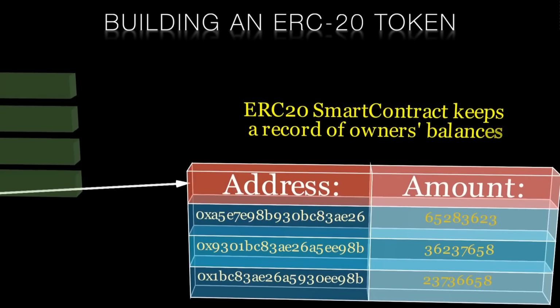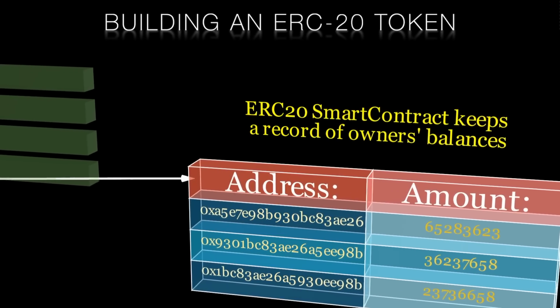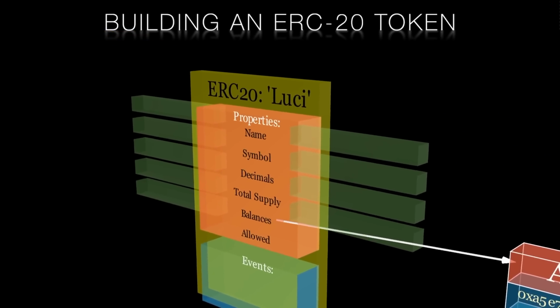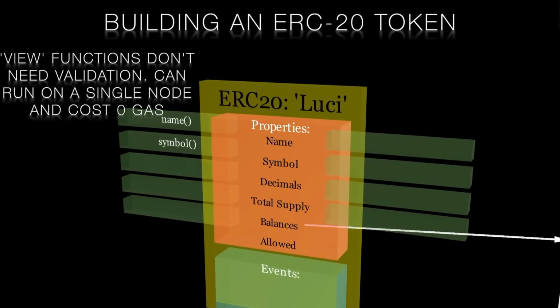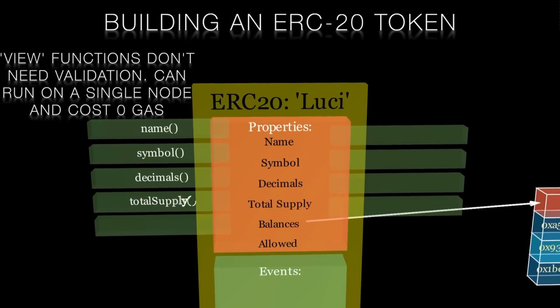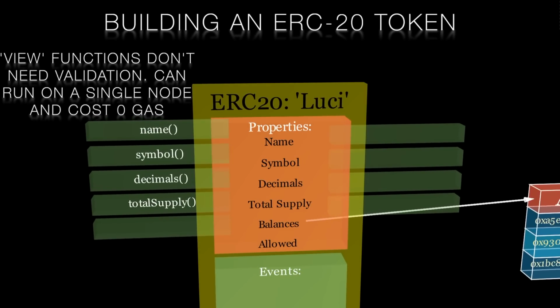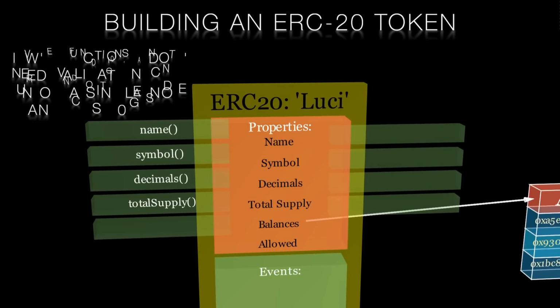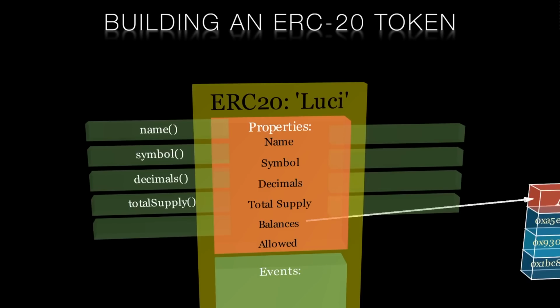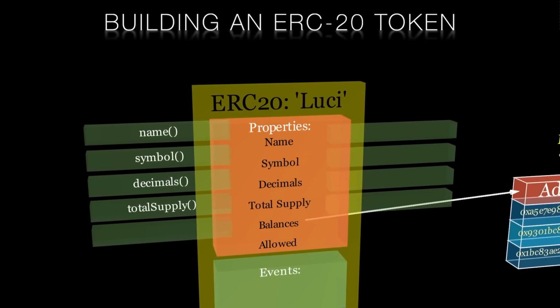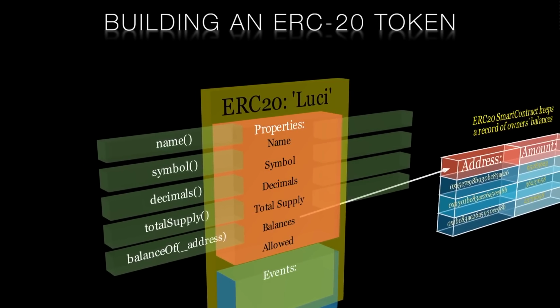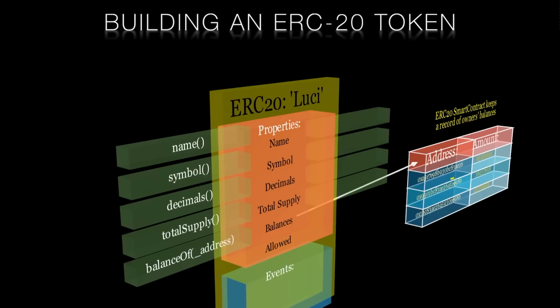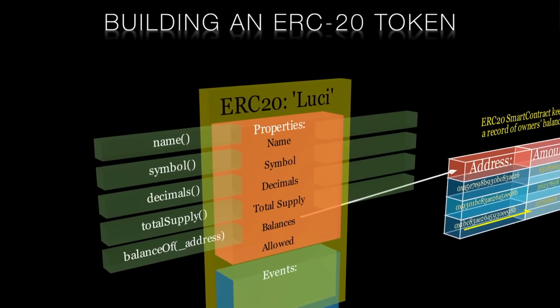A token supporting the ERC20 standard needs to provide view methods to be able to access these variables. As these view functions don't alter the state of the blockchain, they can be run on a single node rather than have every node perform full validation. This means they consume no gas. These view functions allow callers to get the name, symbol, decimals, and total supply. There's also a balance of function that has an input, an account address. The balance of function uses this input address to look up the amount of tokens owned in the balances mapping.